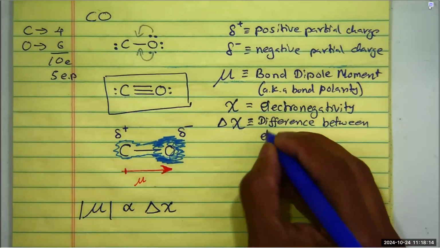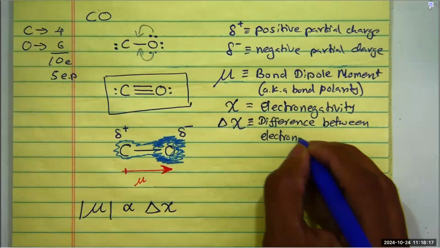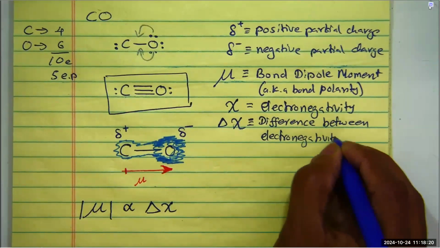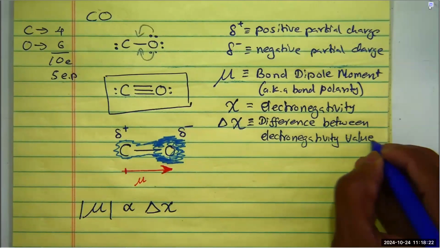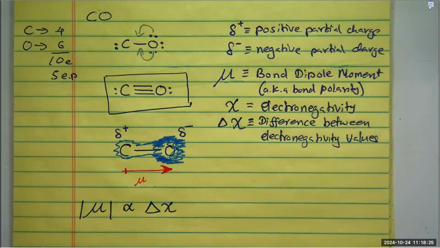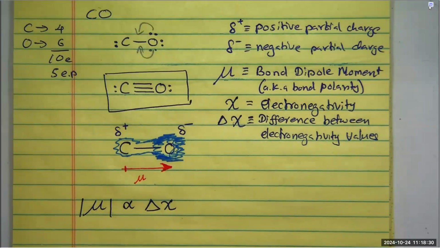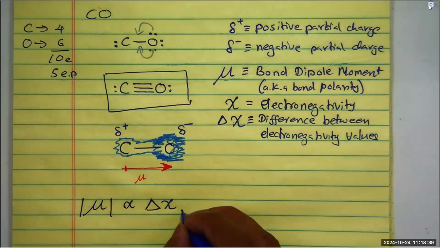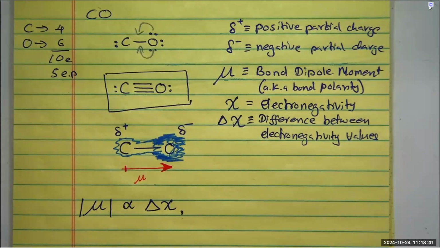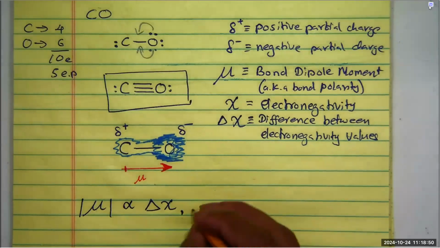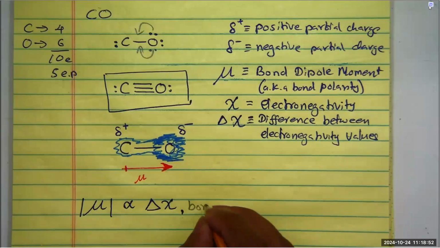between electronegativity values. That's the main thing that determines the magnitude of the bond polarity or magnitude of the bond dipole moment. In rare cases, this is just for the completion of our notes, in rare cases where delta chi doesn't cut it, we are going to be looking at the bond length.